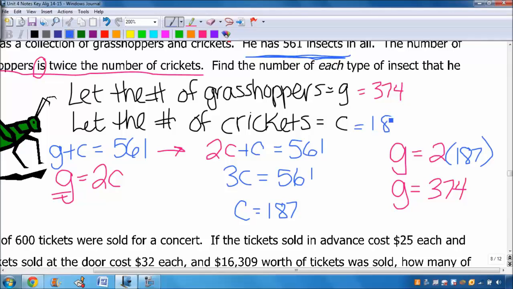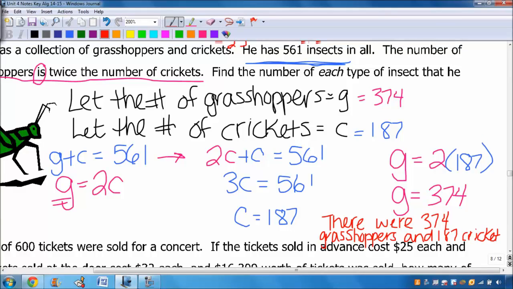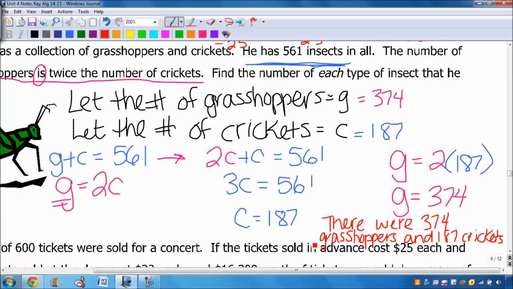We can just write out a little statement to give our final answer, and then we'll be good to go. So we will say there were 374 grasshoppers and 187 crickets. There we go. Okay? Make sure to mark down any questions you have on the side.